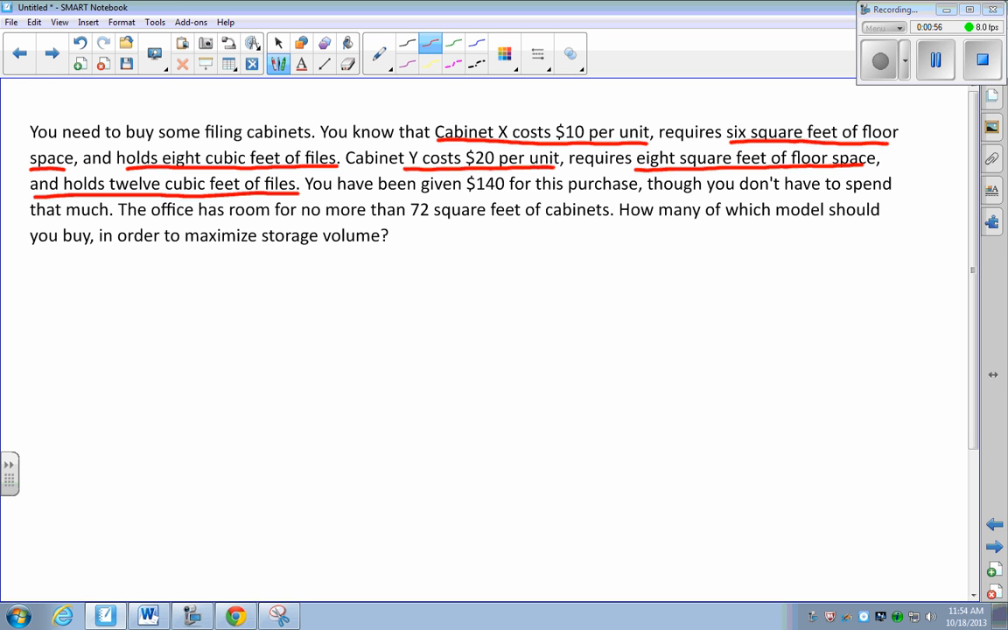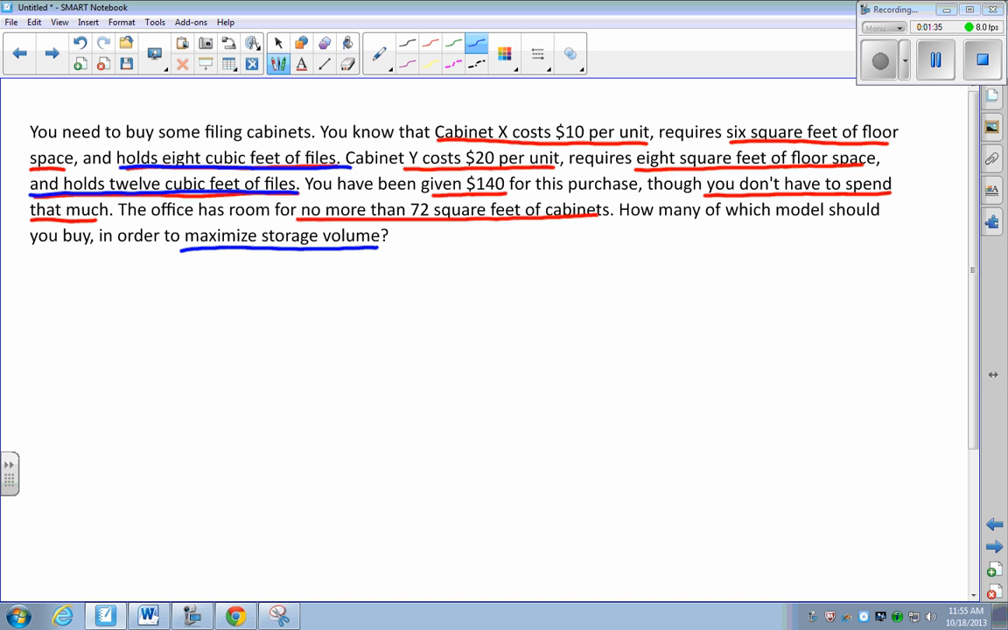Okay, you have been given $140 to spend, but you don't have to spend all of that or that much. So there's going to be an inequality right there. The office room has no more than 72 square feet of cabinets. How many of which model should you buy in order to maximize, so we're going to be maximizing here, storage volume. Okay, so we want to be maximizing storage volume, and so here's storage volume for cabinet Y, and here is storage volume for cabinet X.